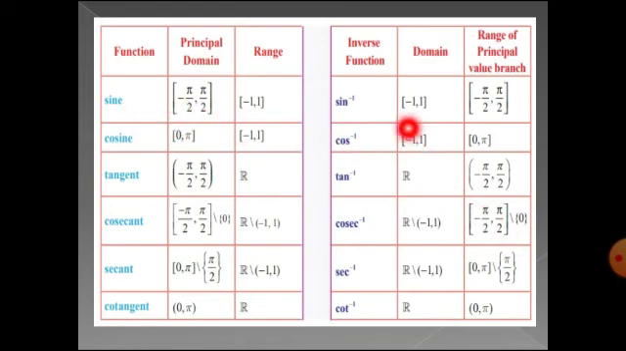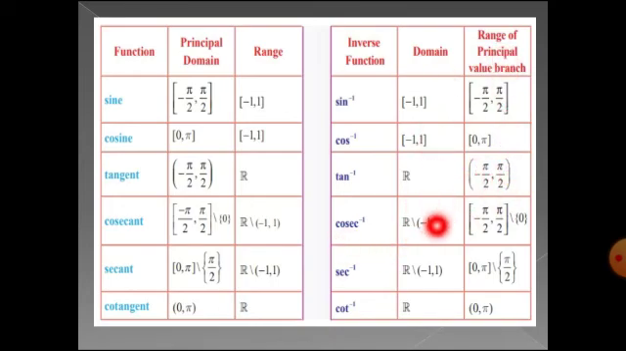So let us go for the inverse functions. This you have already learnt in the previous class, that is in the 11th class, about the domain and the range. Let us move to the inverse function domain. Sine inverse domain is the closed interval minus 1 to 1, and the range is minus pi by 2 to pi by 2. Cos inverse, domain is minus 1 to 1, and the range of the principal value is 0 to pi. Tan inverse, domain is all real numbers, and the range of the principal value is minus pi by 2 to pi by 2.